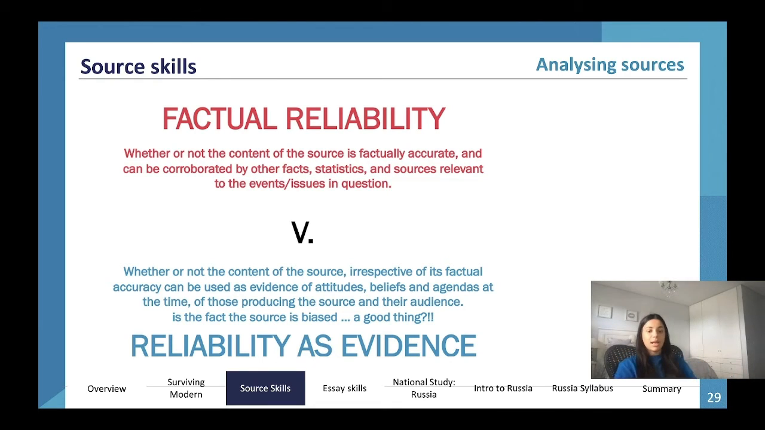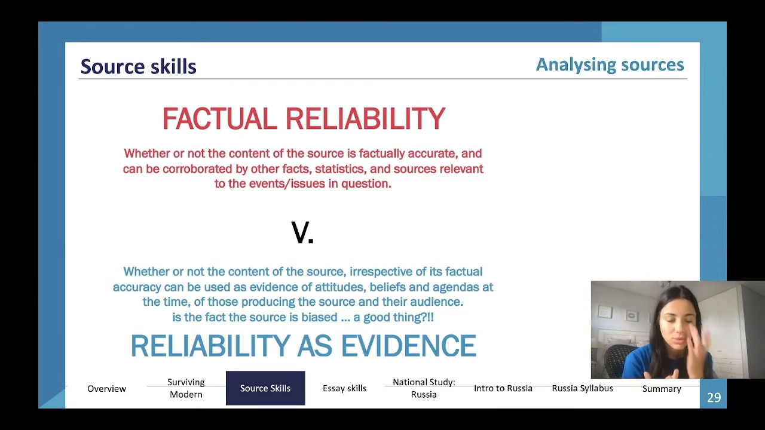So this is where factual reliability and reliability as evidence come in, and they are different. Factual reliability is whether or not the content of the source is factually accurate and can be corroborated by other facts, statistics, and sources relevant to the events and issues in question. While reliability as evidence is whether or not the content of the source, irrespective of its factual accuracy, can be used as evidence of attitudes, beliefs, and agendas at the time of those producing the source and their audience, in spite of the fact that the source is biased.